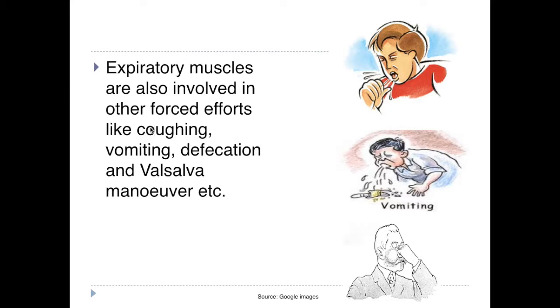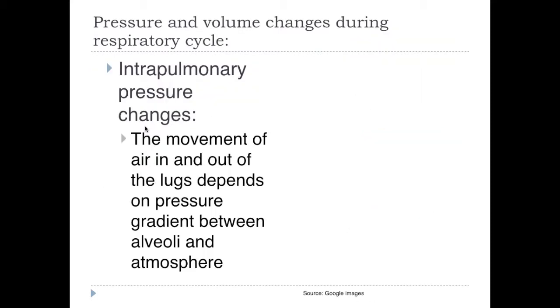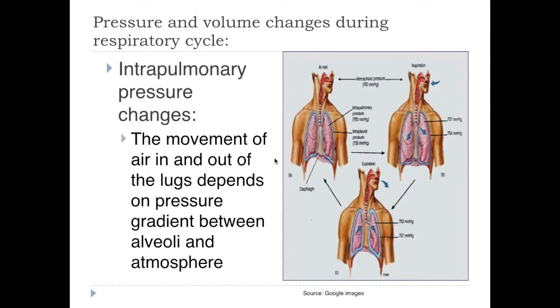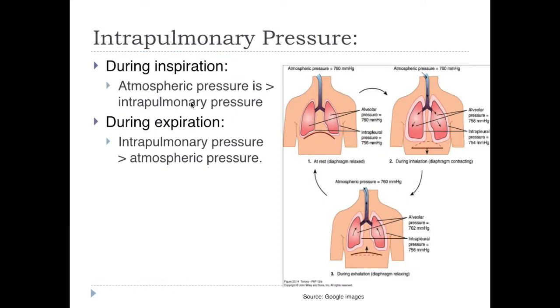So here we have discussed the mechanism of breathing. Next, that is pressure and volume changes during respiratory cycle. As we have discussed, movement of air in and out of the lung depends primarily on the pressure gradient between alveoli and the atmosphere. During inspiration, atmospheric pressure is more than intrapulmonary pressure, or you can say intrapulmonary pressure is less than atmospheric pressure, then only air enters. And during expiration, intrapulmonary pressure is more than atmospheric pressure.